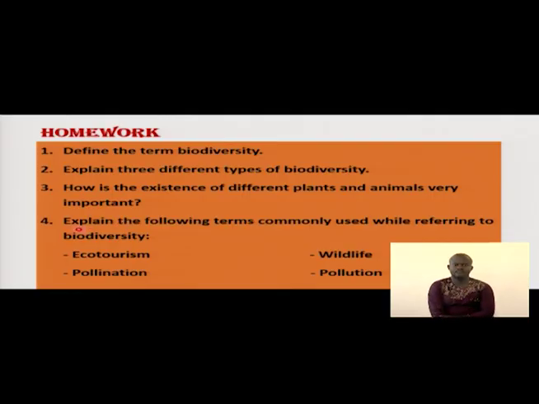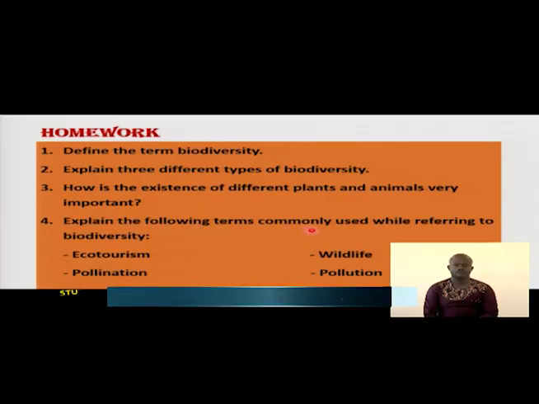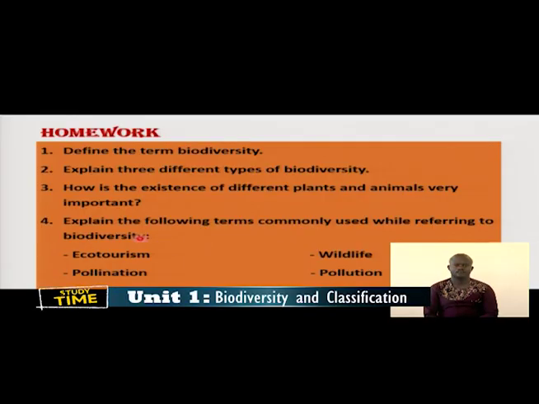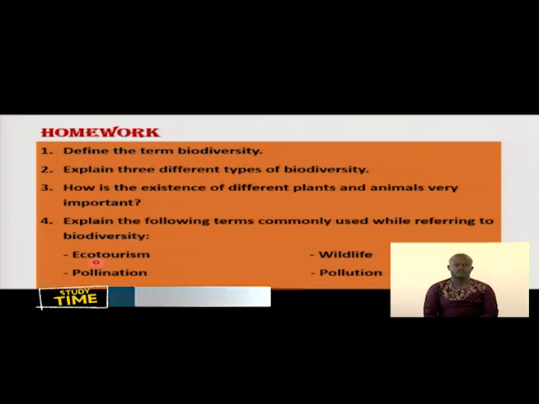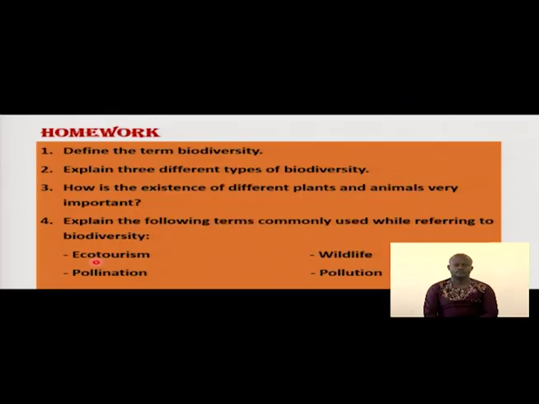Question number 4. Explain the following terms commonly used while referring to biodiversity. We have what we call ecotourism. You can explain the term pollination. You can explain the term wildlife. You can explain the term pollution.